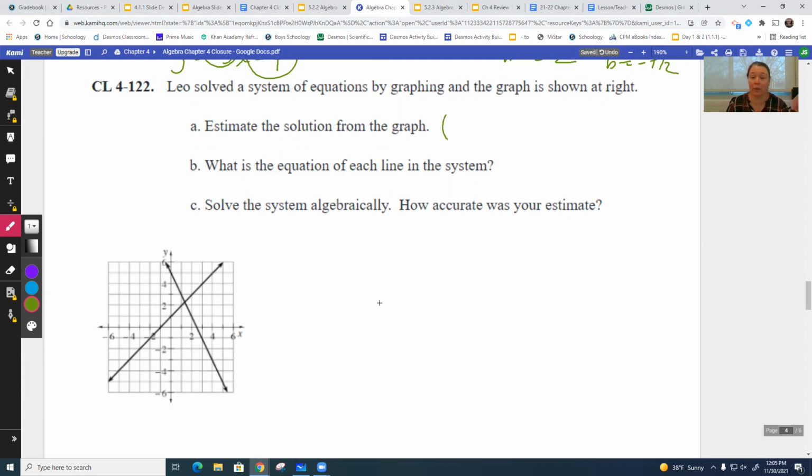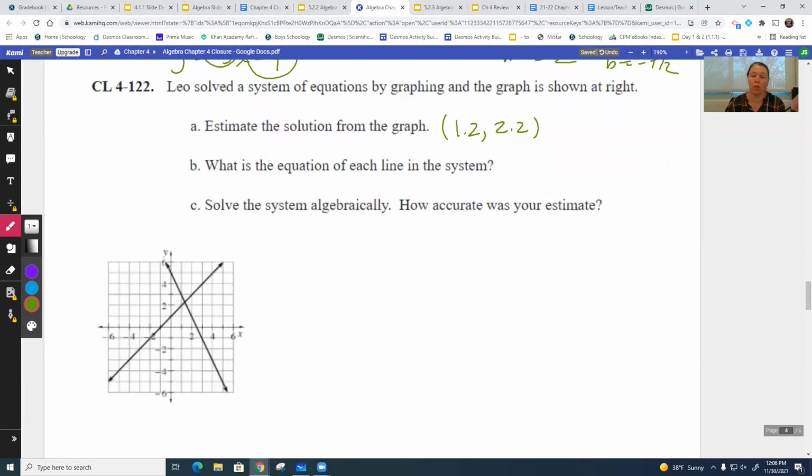I'm going to say I really go with 1.2 and then maybe 2.2. It really is an estimate. I can't really tell from the graph because it's in between. It's not a lattice point.